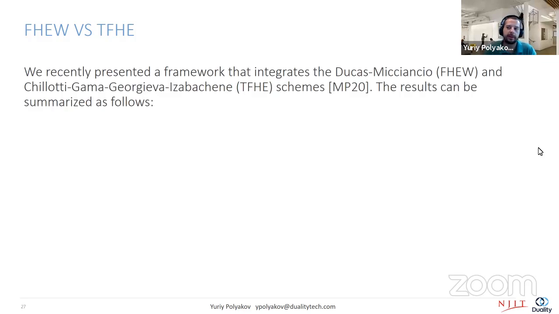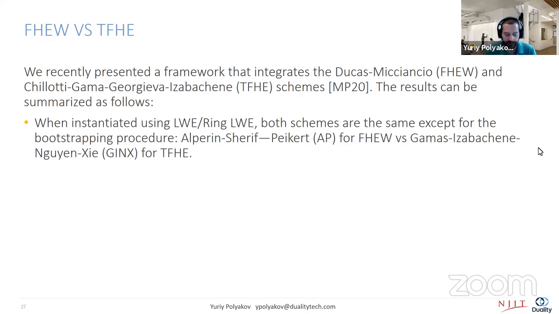So very recently, Danielle and myself examined both schemes and tried to compare them and understand the differences between them. There is a paper on this in April, but I'll just highlight the main findings. When instantiated using LWE and ring LWE, both schemes are essentially the same, except for the bootstrapping procedure. In other words, the use of torus is not necessary. That's a convenient encoding technique, but in terms of the underlying algorithms, the main difference is in the bootstrapping technique.